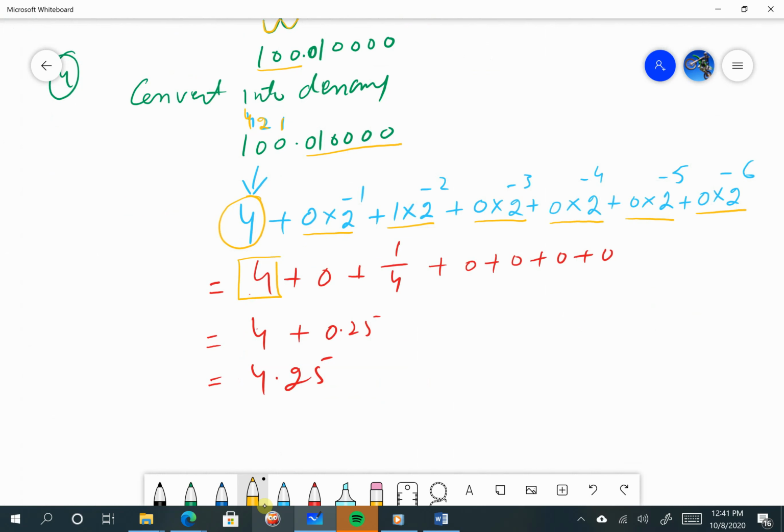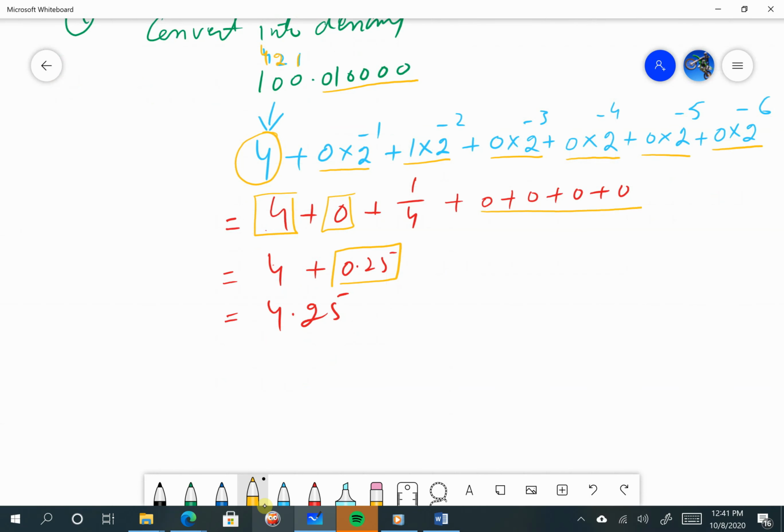0 into 2 power minus 1 is equal to 0, and this is 2 power 2 is equal to 4. So when we shift it down to the denominator, that is further equal to 1 divided by 4, and the rest of the numbers are 0. 1 divided by 4 is equal to 0.25. So add 4 plus 0.25, that is further equal to 4.25.